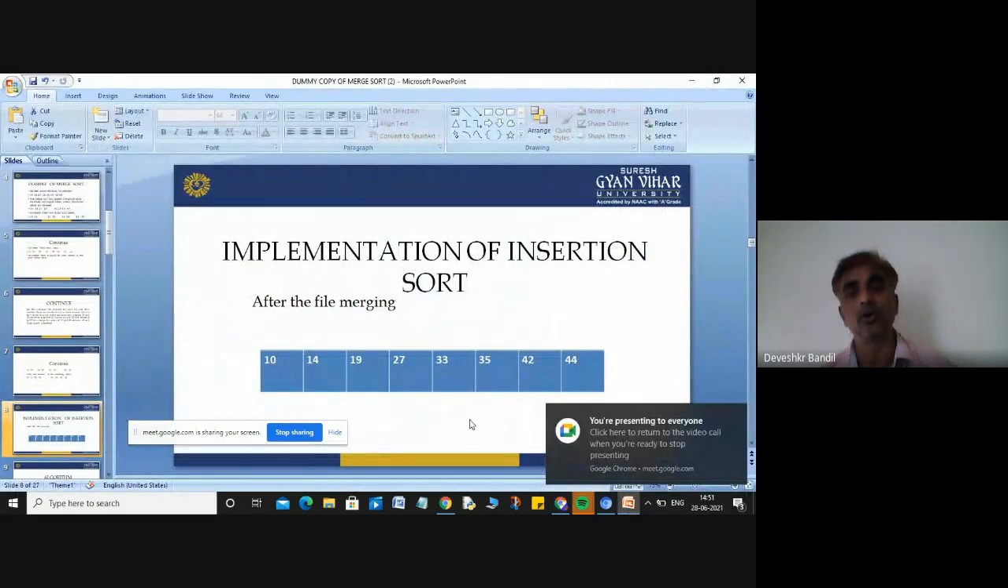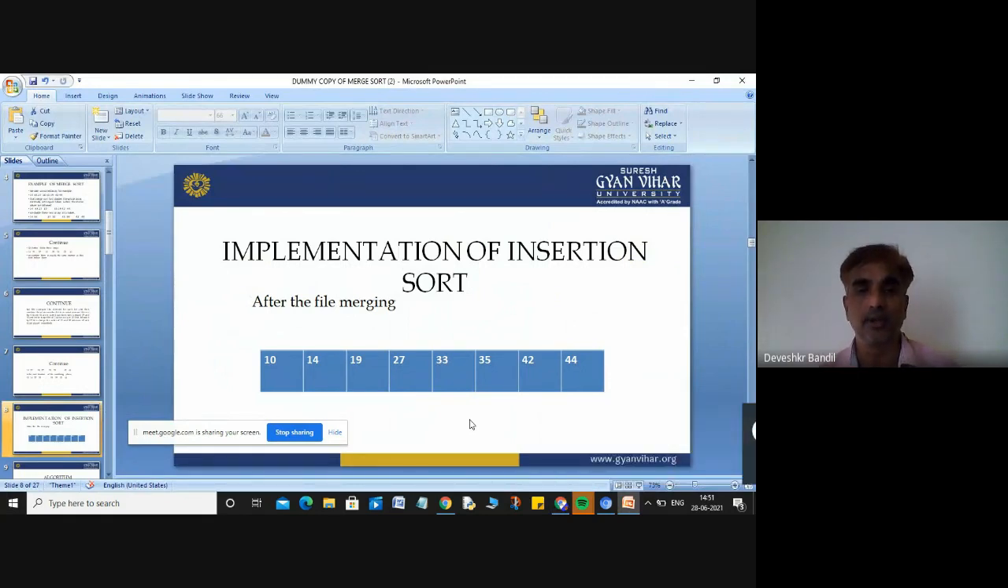And now your list is sorted. Okay, and before applying the merge sort technique, your array was not in sorted fashion, and after applying the merge sort algorithm, your new array is in sorted fashion.